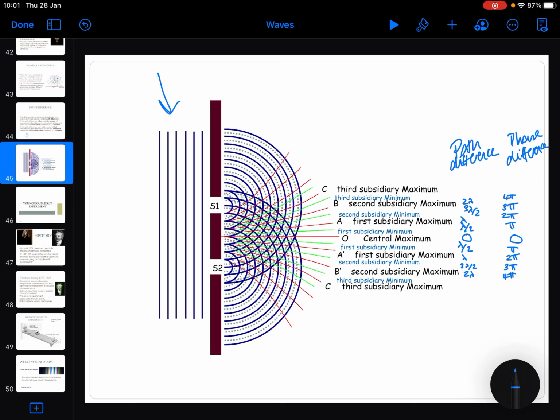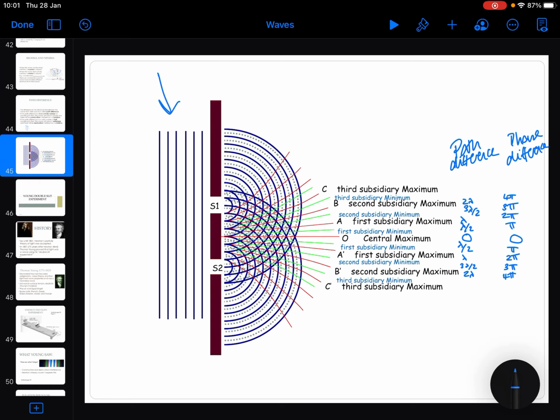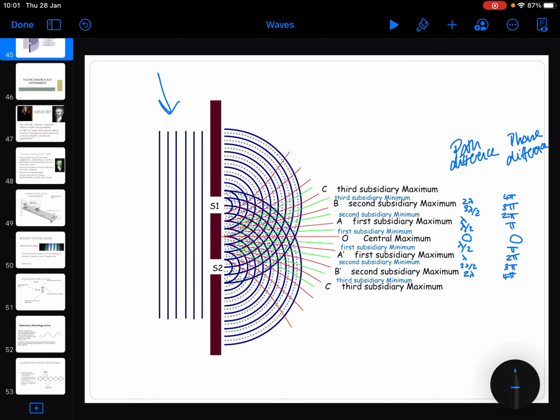Now that's really handy if you can work that out, because questions may give you the path difference, say it's the second maximum, and then get you to work out the wavelength or work out the phase difference and things like that. So I'm hoping that's quite handy. Right, we're nearly at the end. No, we're not. That's a complete lie.